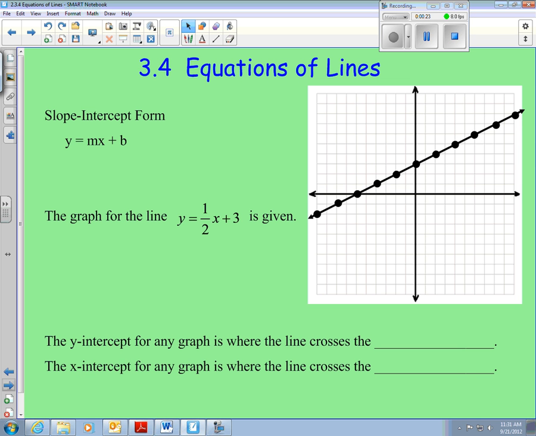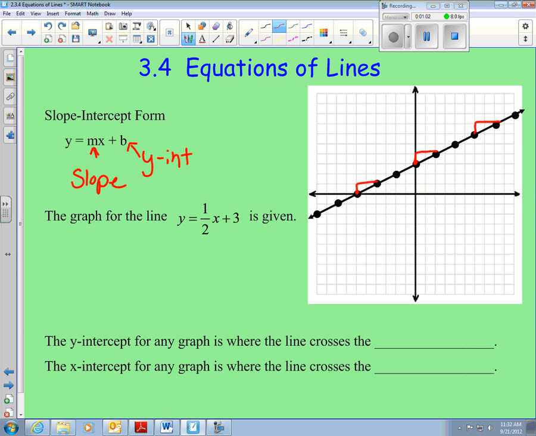So our first one we're going to talk about is a very familiar one. It's our slope-intercept form. Remember that m represents our slope, and b represents our y-intercept. So if we look, the graph of the line y equals 1/2 x plus 3 is given. That is the equation for the graph that we have here. Our y-intercept is up here at 3, and our slope is up 1 and over 2 to get to the next point. And that works for any point. So here, up 1 and over 2, and if I go up here, we go up 1 and over 2. That's going to give us our next point on our line.